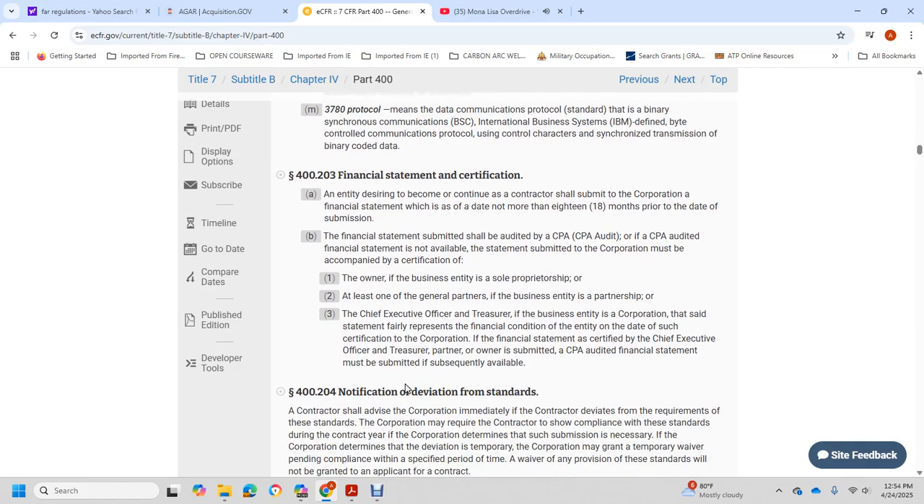For a sole proprietorship, the owner; at least one of the general partners; or the chief executive officer of the business entity or corporation must state that the financial statement fairly represents the financial obligation of the entity. Such certification of the corporation's financial statement is certified by the chief executive officer, the treasurer, the partner, or the owner, and the CPA audited financial statement must be submitted upon subsequent availability.